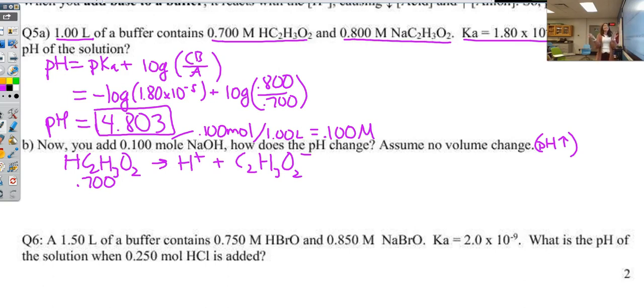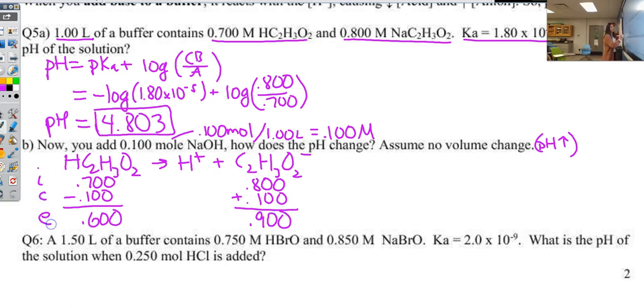So it's exactly an icebox. So now I have my C2H3O2 was a 0.800 molar. And so now I'm going to say this side must be minus the 0.100, which means my conjugate base should be plus 0.100. And when I do that, I get 0.600 on this side, and then I get 0.900. So it's essentially an ICE, kind of, right? It's basically like doing an icebox. But we don't know what our H plus is. That's going to be our X. That's what we're looking for.